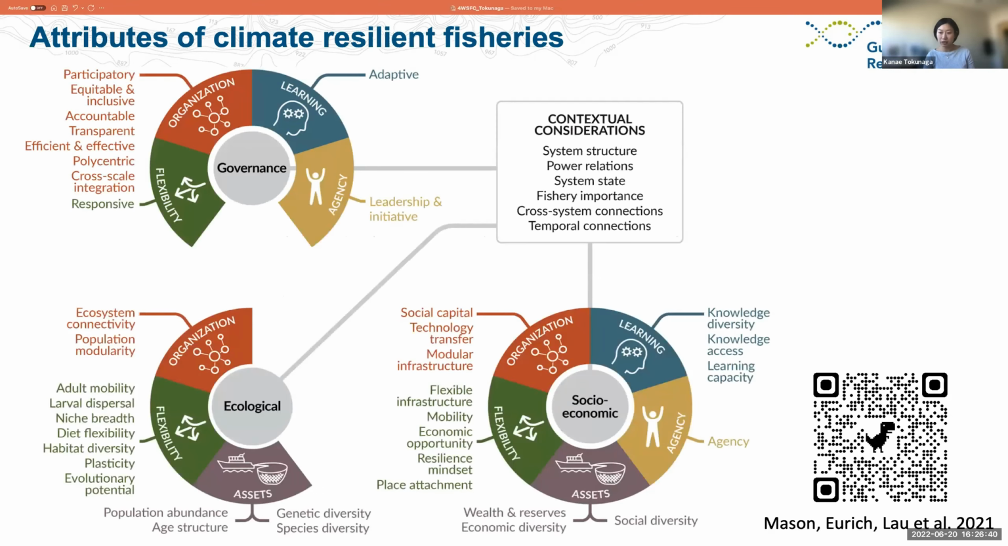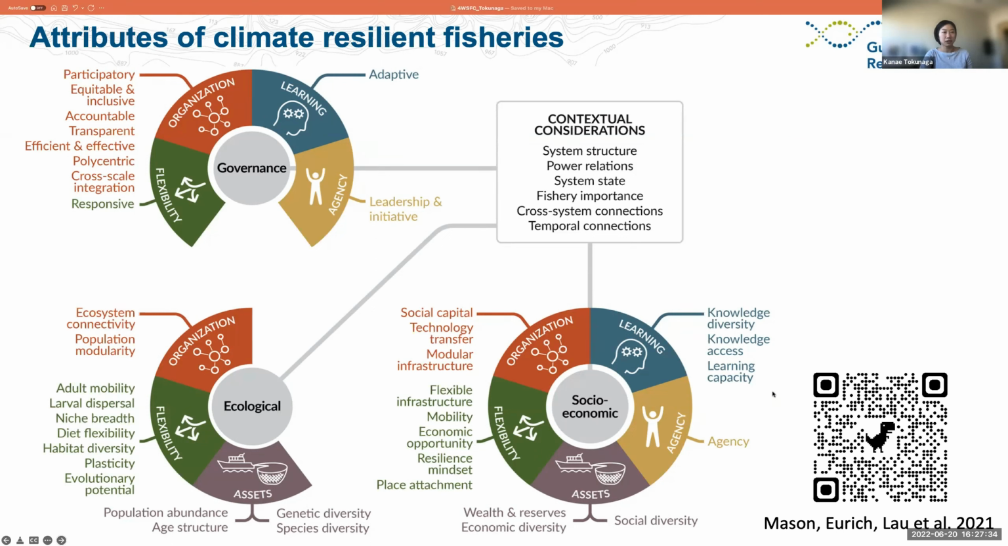Last year, we worked on a literature survey to develop attributes of climate resilient fisheries. I again embedded a QR code here; if you're interested in reading this paper, you can scan this and go to the paper's link. By reviewing existing literature on climate resilience, we developed a set of attributes that describes fisheries climate resilience. There are three dimensions: governance, ecological, and socioeconomic. And each dimension has five domains: organization, flexibility, assets, agency, and learning.